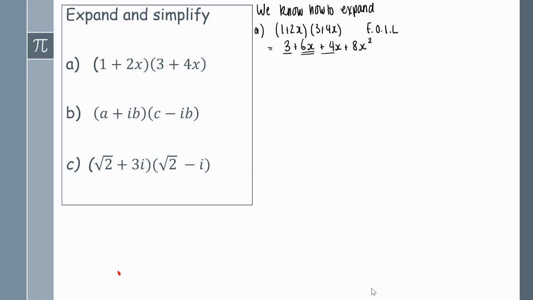We can then combine the like terms in the middle here, and we'll get 3 plus 10x plus 8x squared. This process is exactly the same process as what we use for complex numbers. You just have to be a bit careful when multiplying the i's together. Let's try it for a plus ib times c minus ib, where a, b, and c are just constants.